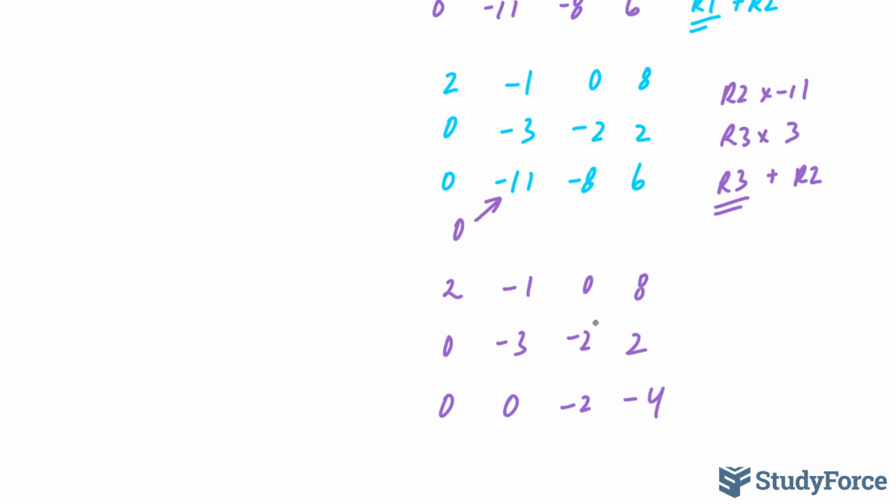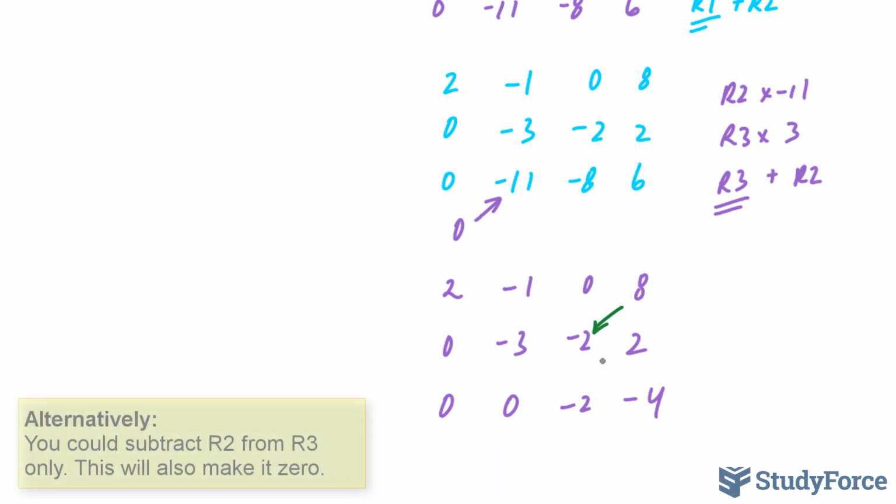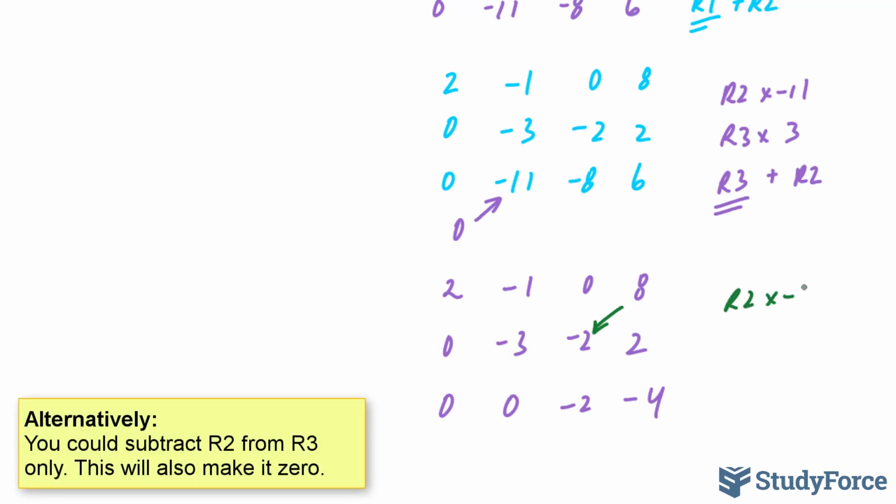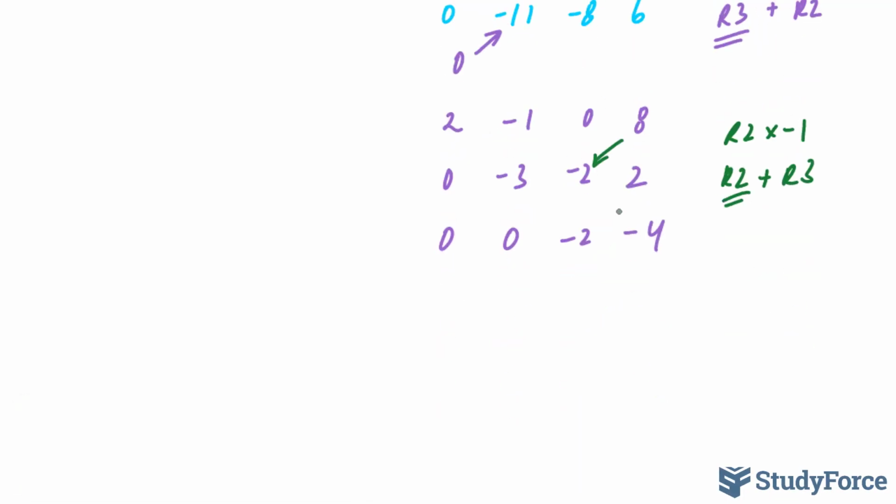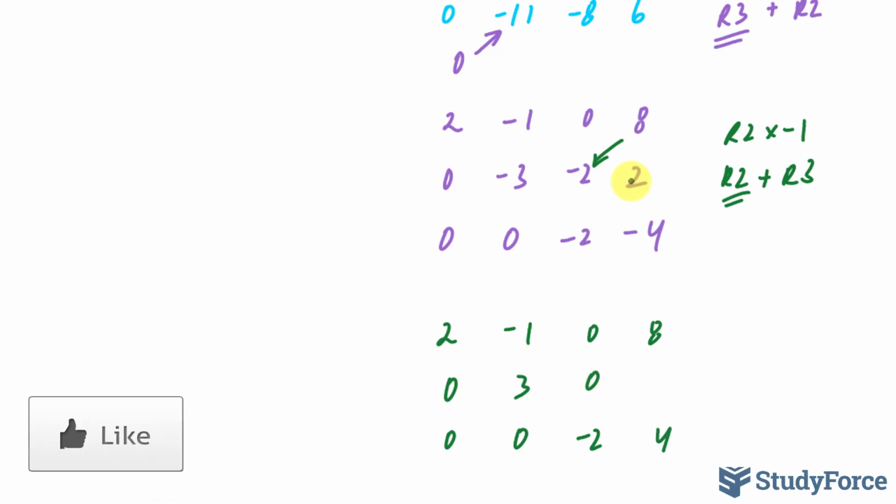My next target is this number. And to make this negative 2 into a 0, I have to multiply all of row 2 by negative 1, and then add row 2 to row 3. So row 2 times negative 1 and row 2 plus row 3 should give us what we're looking for. These two will remain the way they are. This times negative 1 gives us 0, plus this is 0. This times negative 1 is positive 3, plus 0 is positive 3. That becomes a 0. 2 times negative 1 is negative 2, plus negative 4 gives us negative 6.